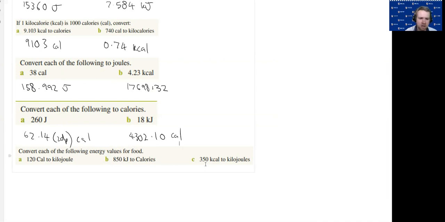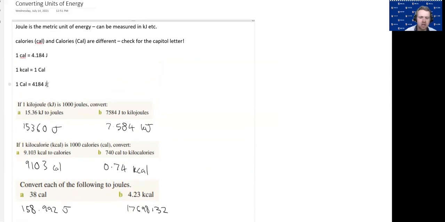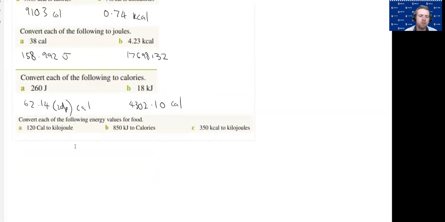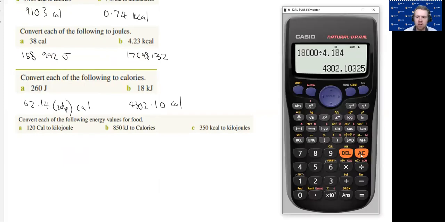Okay, last examples here, converting each of the energy values for food. So this is uppercase calories to kilojoules. Okay, so based on this, we could think of this as 4.184 kilojoules. So you can see an uppercase calorie to a kilojoule is the same as a lowercase calorie to a joule. So if we're converting from calories to kilojoules, we just times by 4.184.